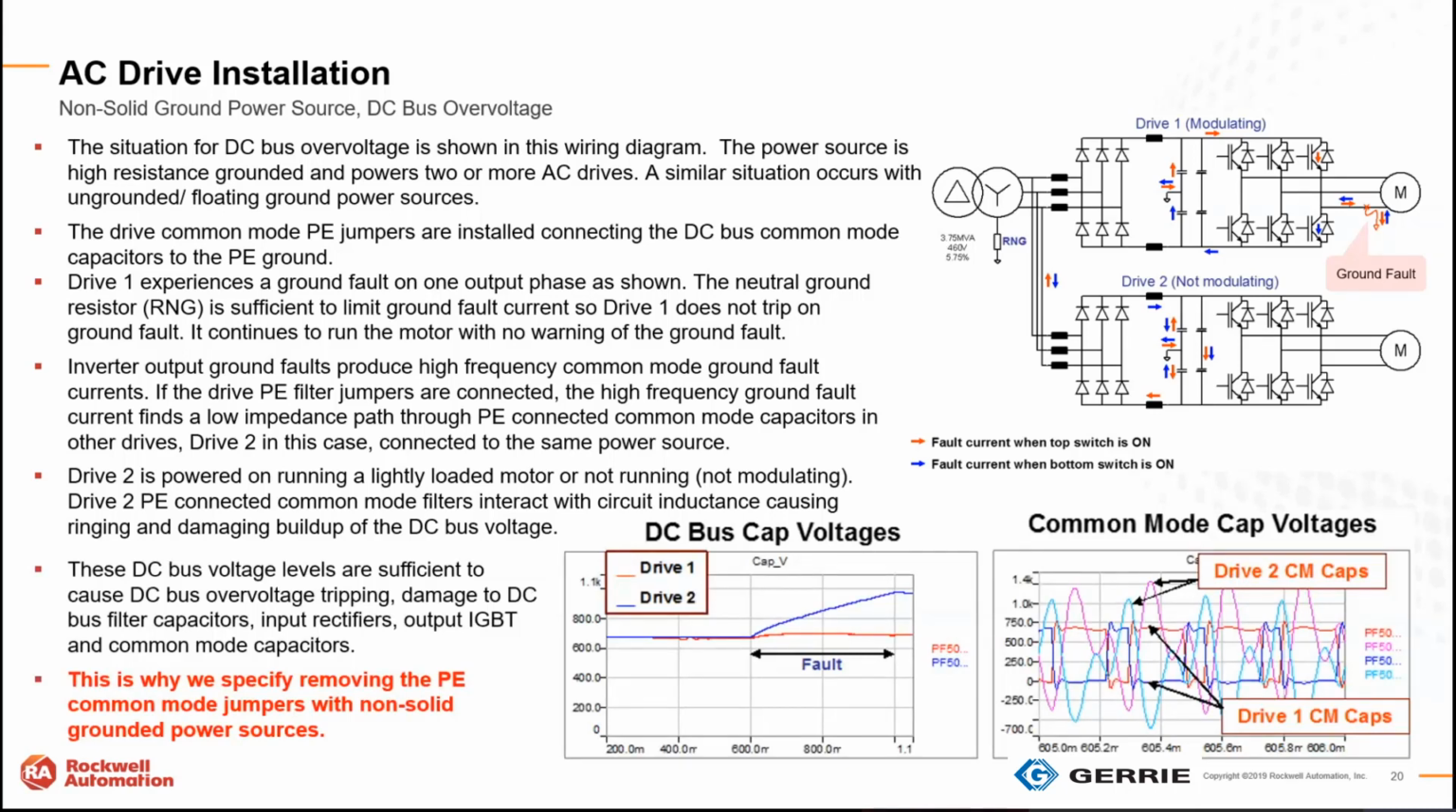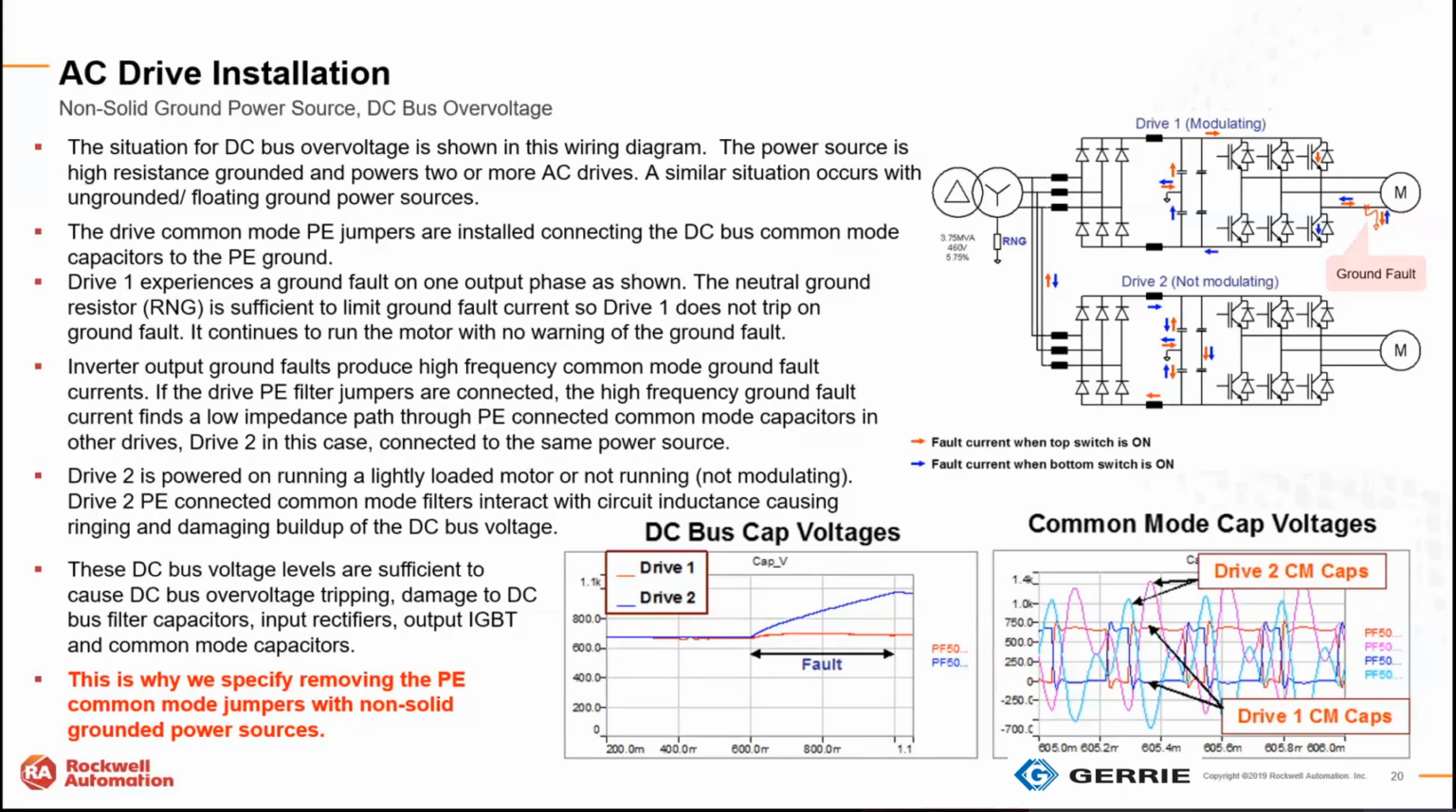What we can see happening is that the path of least resistance back to the transformer is back through drive number 2. So this ground fault is finding its way back through the power structure of drive number 2, and it's increasing the DC bus voltage on drive 2. It's not failing at this point in time, but it can cause undue stress and could possibly fail the drive.